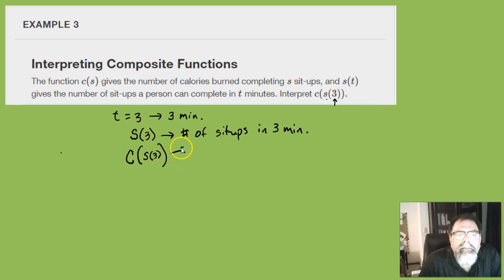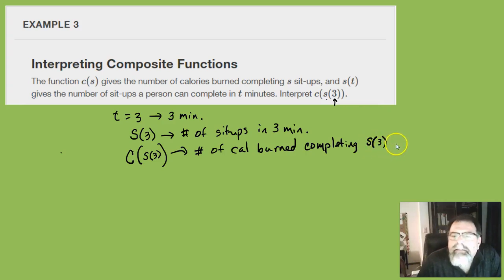So that's the number of calories burned completing whatever s of 3 is, so if that's 60 sit-ups.